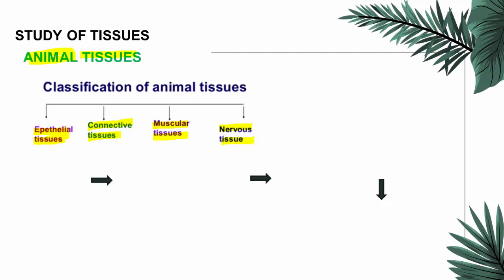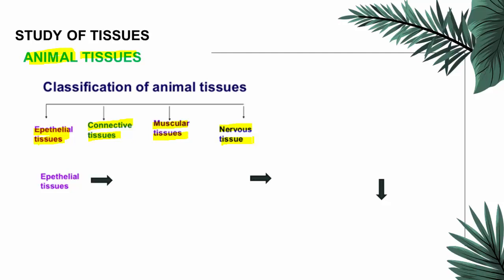In the body of higher animals, all these tissues are present, and they have different structures, different functions, and specific locations in the body. So let us move to these tissues one by one. First one, epithelial tissues. Later I will go into the meaning of epithelial tissue, and about all the remaining tissues I will explain later.